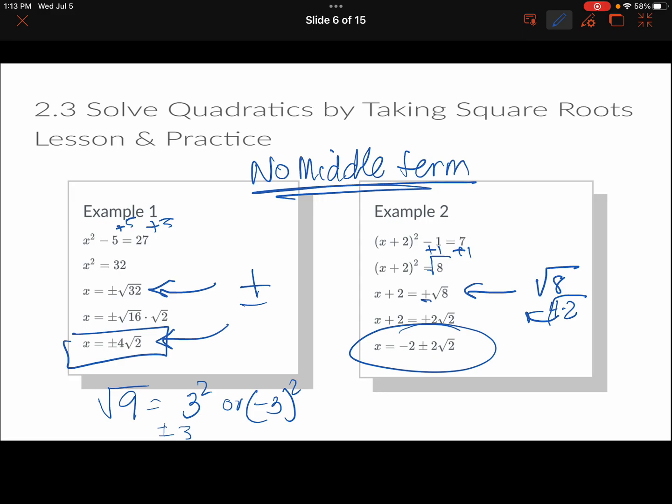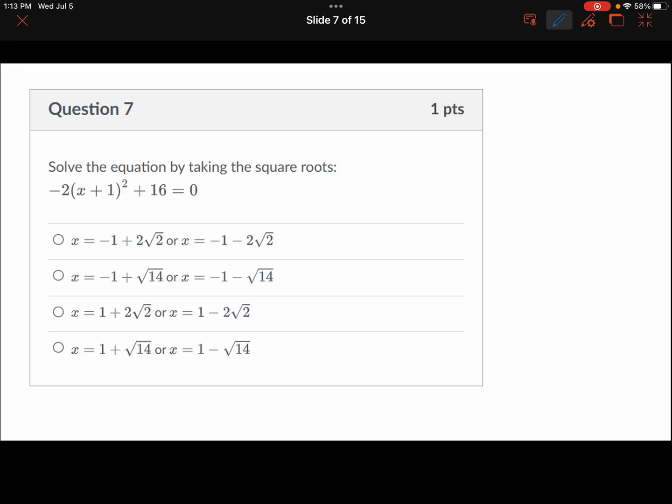Okay, so let's do a couple of these together. Sometimes these are harder to see. Okay, so solve this equation by taking the square roots is what they're asking you to do right here. First thing I'm going to do in this equation is I'm going to take out a GCF right here.